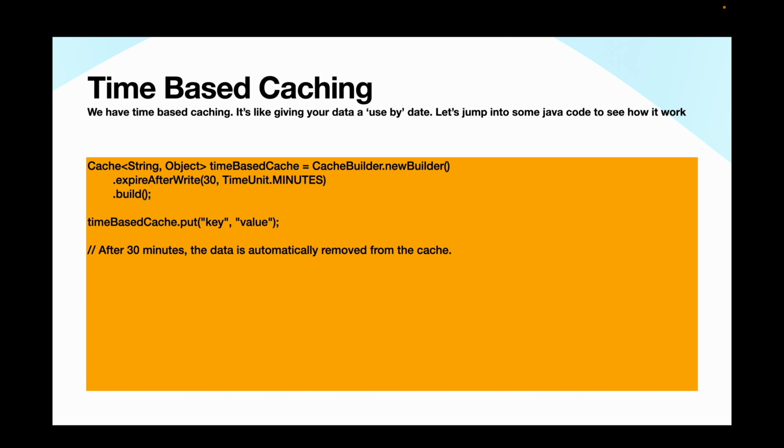Here we have time-based caching. It's like giving your data a use by date. A use by date means a specific period of time. And let's jump into some Java code here.